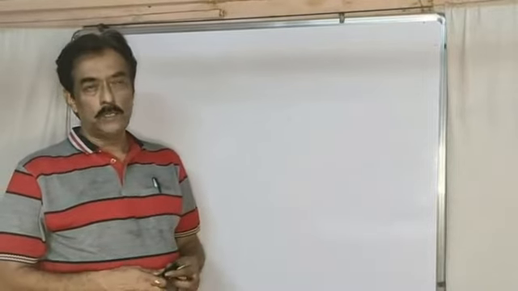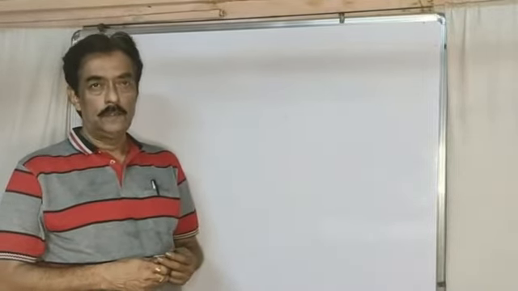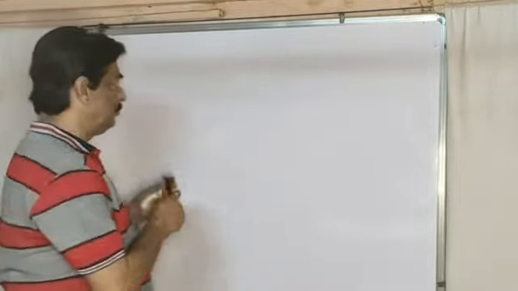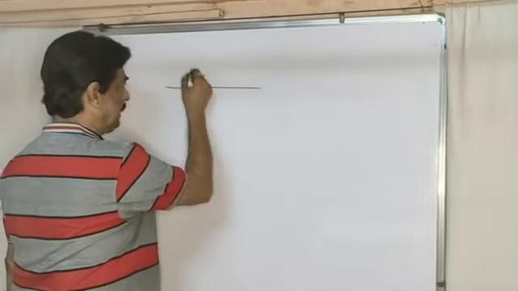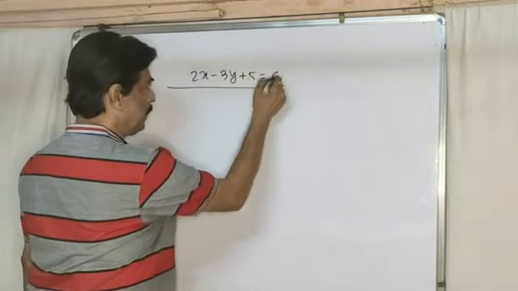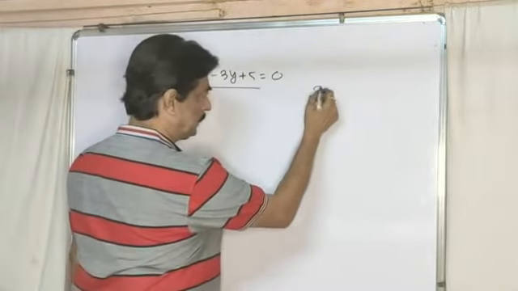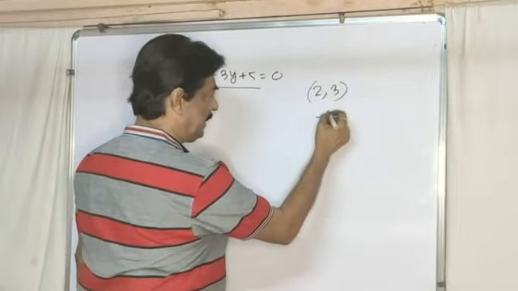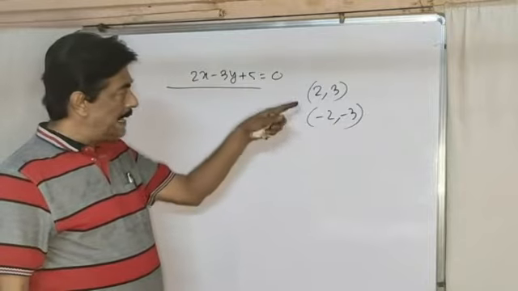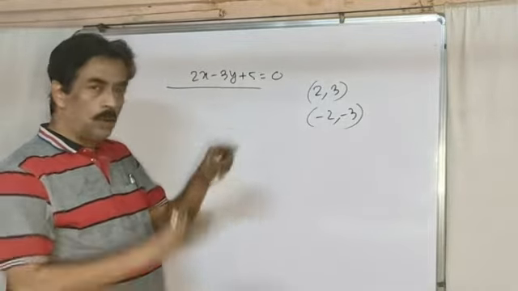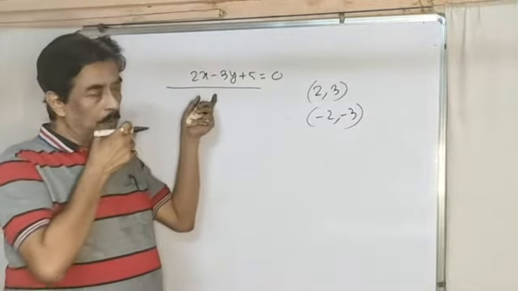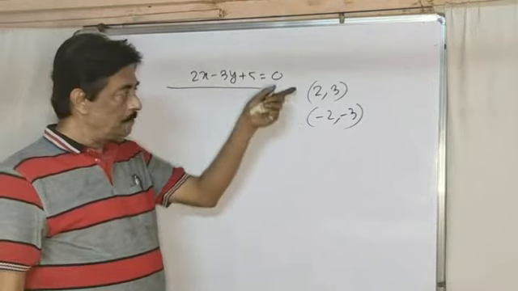Now, one of the most important patterns in straight lines. If there is one straight line, the equation is 2x minus 3y plus 5 equals 0. We have two points: one is (3, 2) and the other is (minus 2, minus 3). You have to find out whether the two points lie on the same side of the straight line or on opposite sides. Very, very important. One straight line equation is given, and they are giving two points.